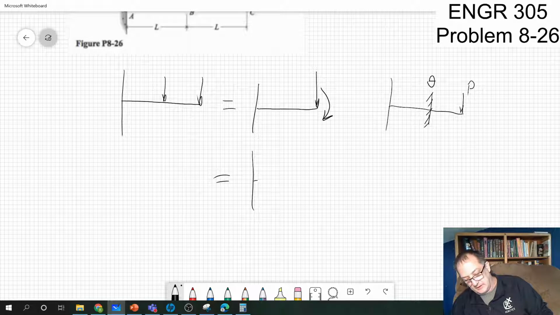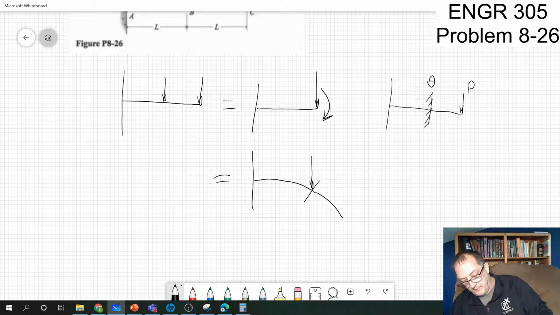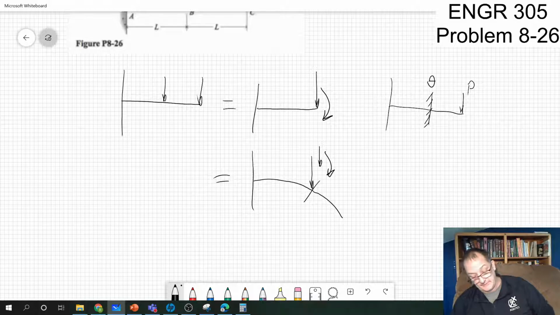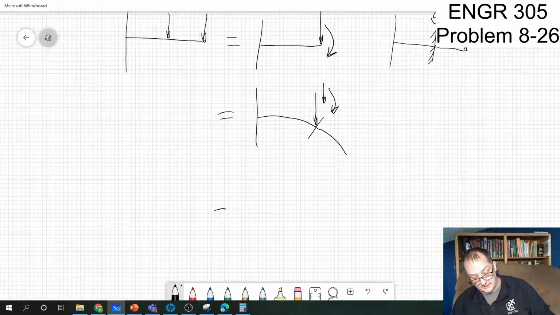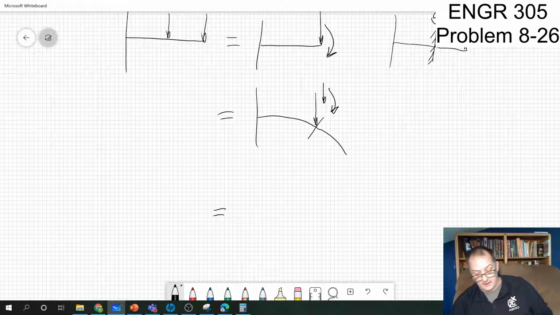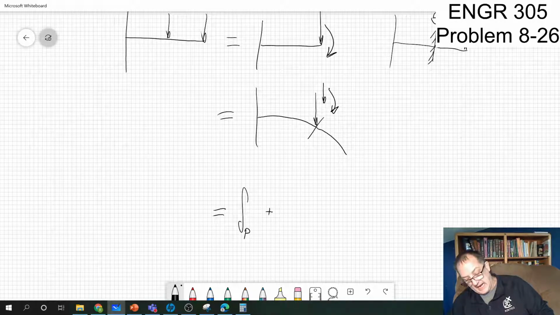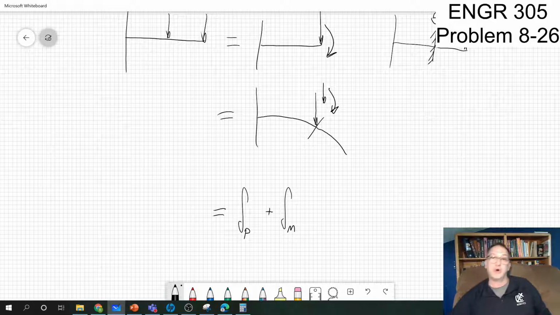Because if I think about this, it becomes a beam that looks like that, and then a beam that goes like that. And so this has this load and this moment at that point. And here's where this becomes really complex. That becomes the deflection. It's like the last problem. I've got a deflection from the point load. That's my first term. I've got a deflection from the moment load.